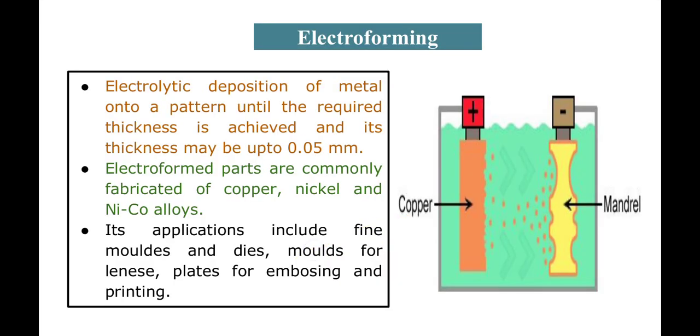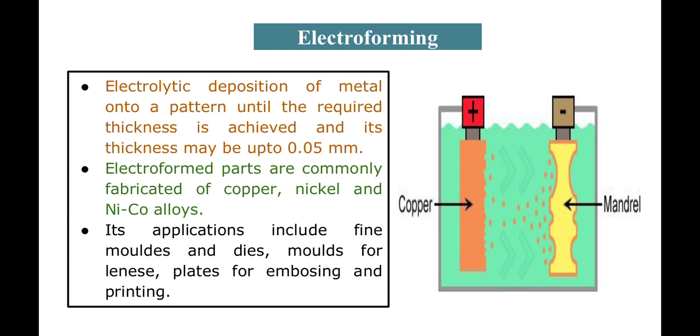Let us move to the second method of applying a metallic coating, that is electroforming. In this method, electrolytic deposition of the metal onto the pattern continues until the required thickness is achieved, and the pattern is then removed to leave the formed part. The part produced is called an electroformed part, and its thickness may be up to 0.05 mm.